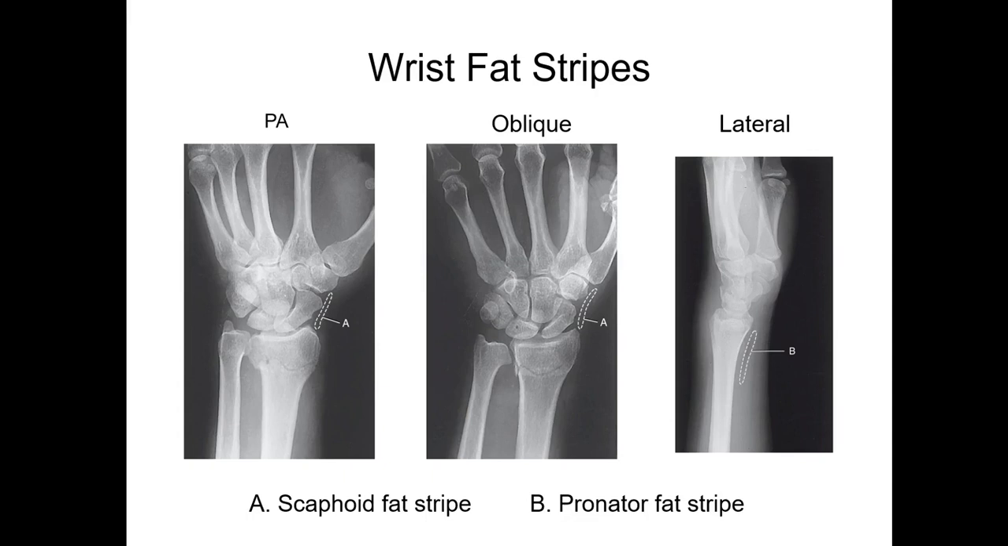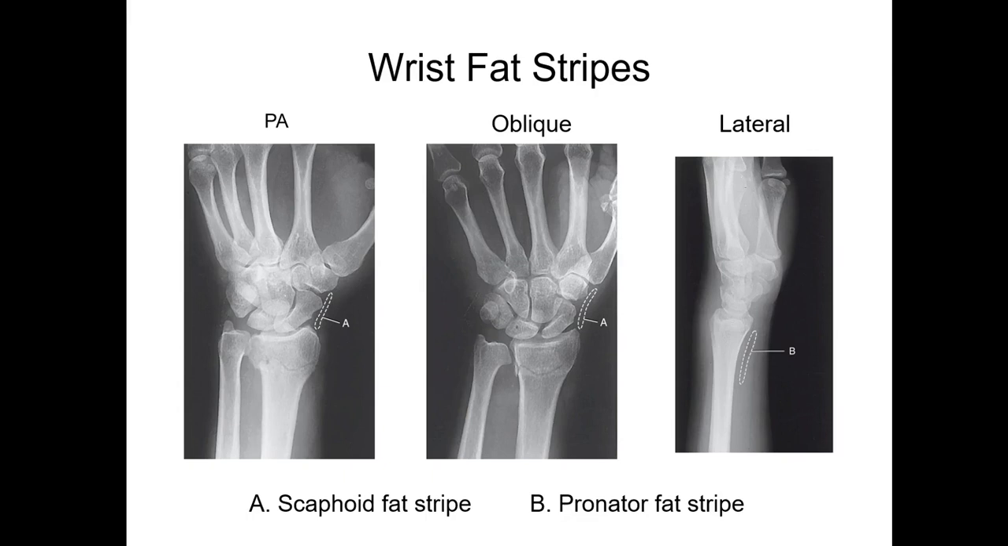The other fat pad I want you to be familiar with is called the pronator fat pad, and that is indicated by letter B here on your lateral wrist. We only typically visualize this in a lateral projection because it sits anterior to the radius, and so it would be hidden certainly in your PA or your oblique projections. Again, subtle fractures of the radius can be indicated by displacement of this pronator fat pad.